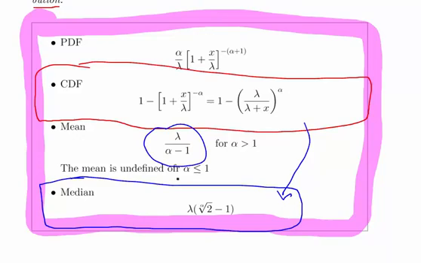The mean is undefined for alpha less than or equal to 1. Let me just fix that there, to highlight the fact that this is the alpha root of 2 minus 1. So there's a little alpha in that square root notation there. A bit of a clunky way to express it.